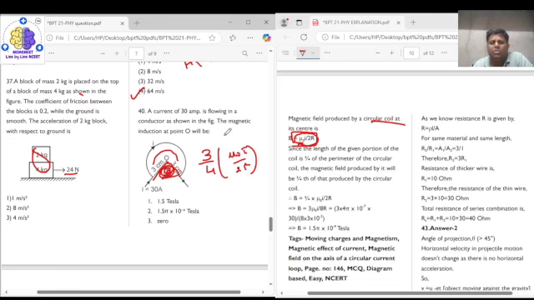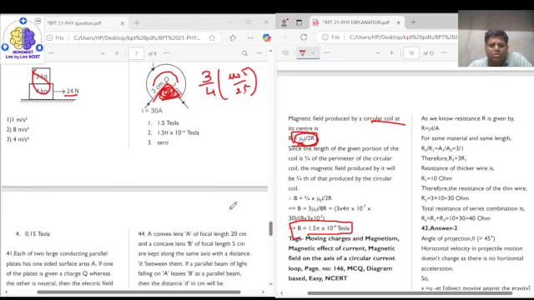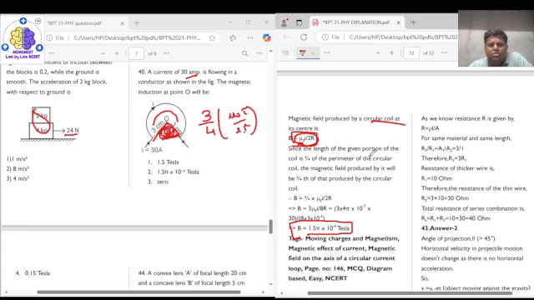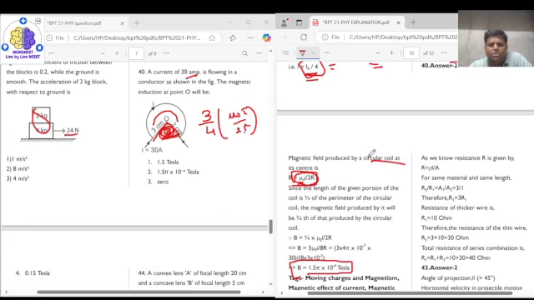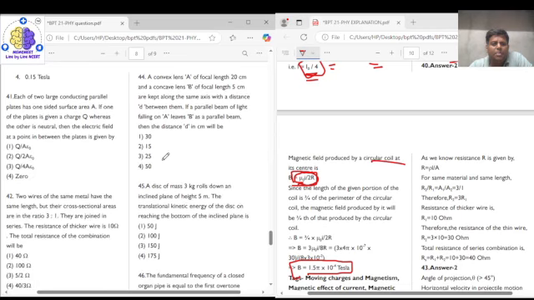Now we have the values of I and R. Putting the values, we'll get B equal to 1.5 pi into 10 to the power of minus 4 Tesla, which is your option 2. Yeah, option 2. Now coming to question number 41.